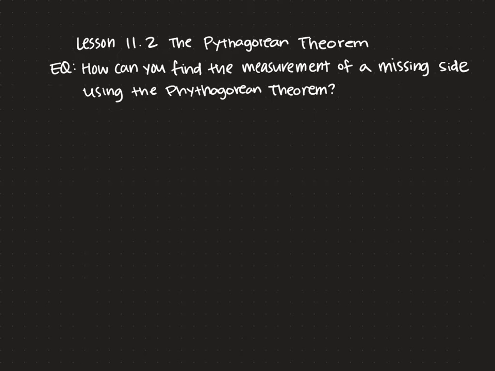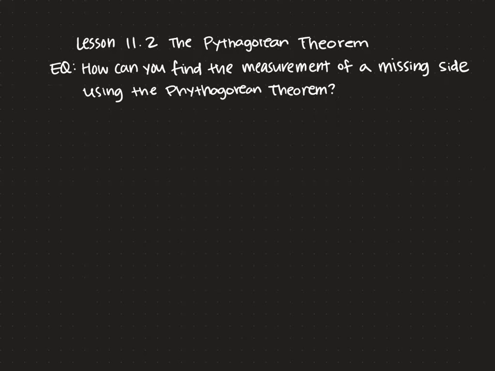Lesson 11.2, the Pythagorean theorem. The essential question is, how can you find the measurement of a missing side using the Pythagorean theorem? Like the name suggests, the theorem is by a Greek philosopher called Pythagoras, and you're going to have a couple of conditions for this theorem.